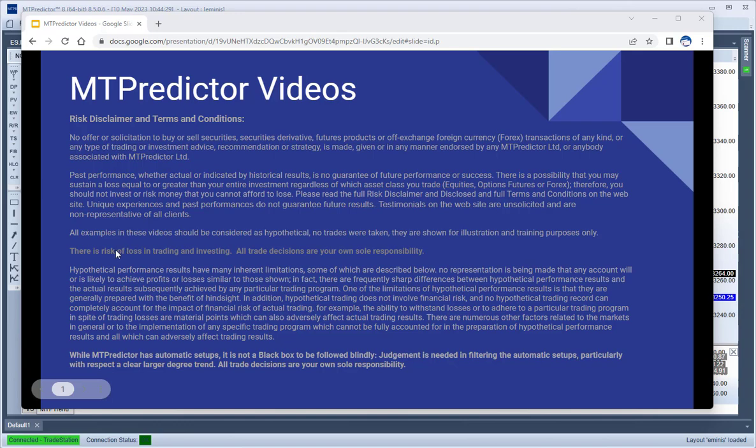But let's have a look at our risk disclaimer and just remind you that all examples in these videos should be considered as hypothetical. No trades are actually taken, they're just shown for illustration and training purposes only. Remind you there's a risk of loss in trading and investing. Put another way, all professional traders know and understand, but more importantly accept, that losses can and will and do unfold. It doesn't matter what trading approach you take, there always will be losing trades.